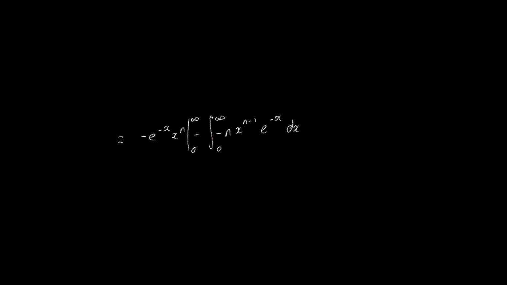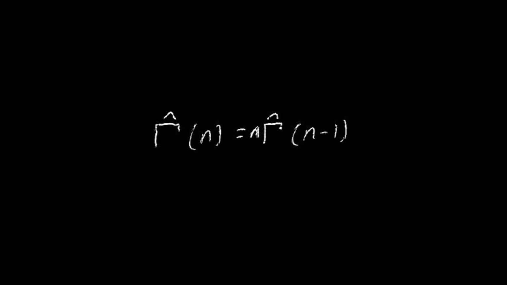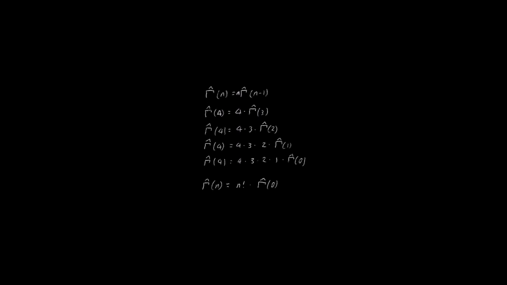So that means we can transform this into this, which is very similar to the integral we're starting with, except that instead of an n, it's got an n minus 1 and it's all times by n. So we can write this identity here. Gamma hat of n is equal to n times gamma hat of n minus 1. You can see where the factorials start to come in now. If we take an example, gamma hat of 4 is 4 times gamma hat of 3, which is 3 times gamma hat of 2, which is 2 times gamma hat of 1, which is 1 times gamma hat of 0. So gamma hat of n is n factorial times gamma hat of 0, which is not too bad, because now we just need to find out what gamma hat of 0 is.